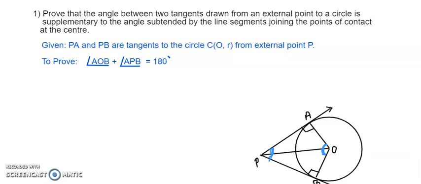Now we are going to look into a theorem which can be taken as a problem sum, wherein we are trying to prove that the angle between the two tangents drawn from an external point to the circle is supplementary to the angle subtended by the line segment joining the points of the contact.